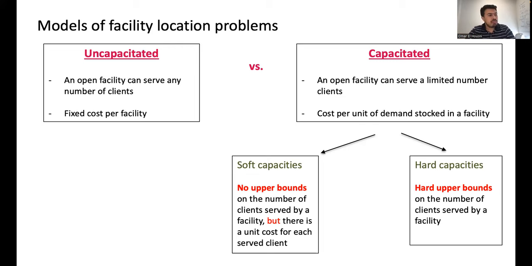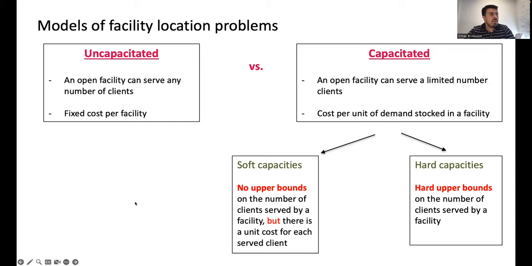And then with hard capacities, you could have this cost per unit, but on top of that there are what I call hard upper bounds that cannot be violated. Each facility has a limit on the number of units or the number of clients that can be satisfied, which cannot be violated even if you pay a cost for it. And as you can expect, from the algorithmic point of view, the problem gets harder when you move from the uncapacitated setting to the soft capacitated setting to the hard capacitated setting.